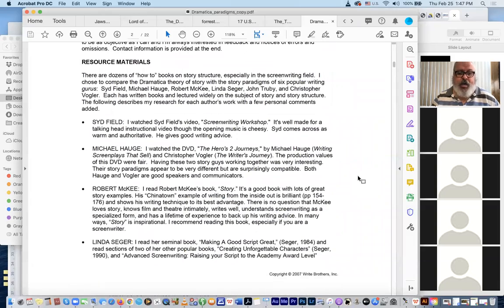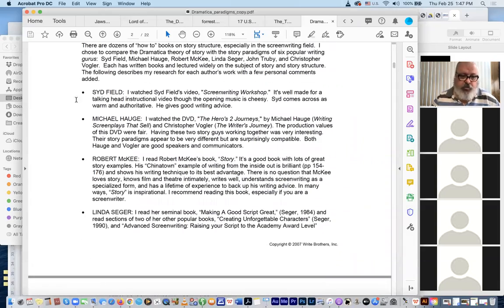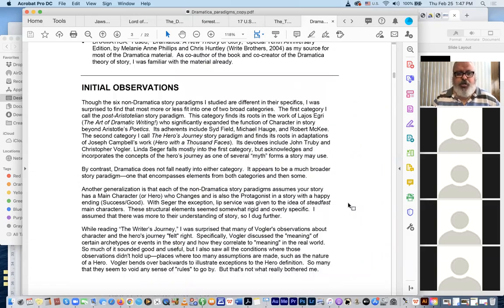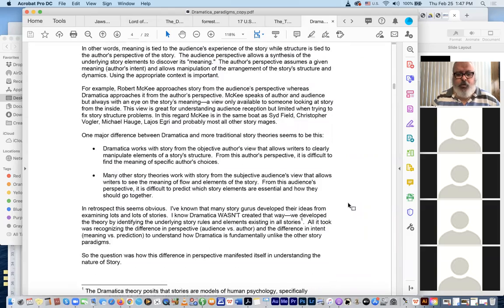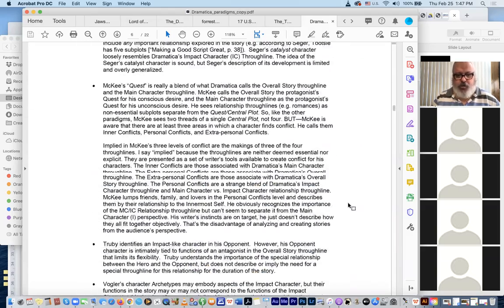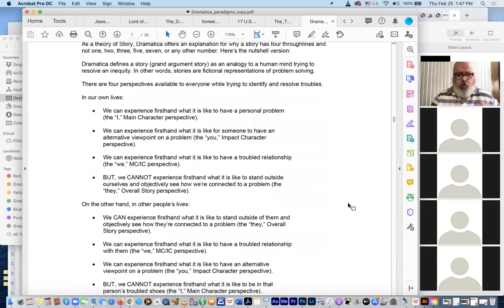So you might want to look at Syd Field's, a really simple explanation. Michael Hauge goes a little farther afield. McKee has an interesting take on it. Seger's a very simple diagram, but it's going to show you in here what those different diagrams look like. So this is a pretty good document for you to just check out at your leisure.